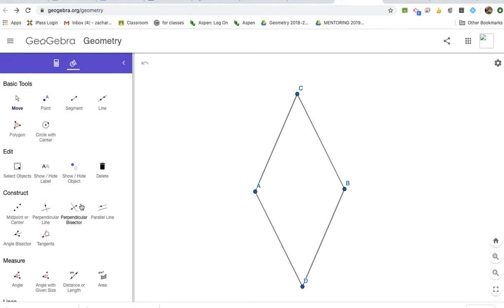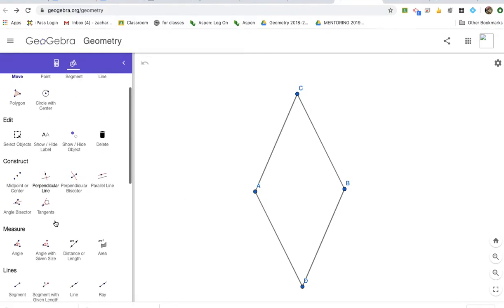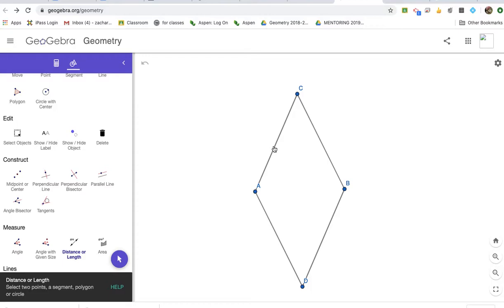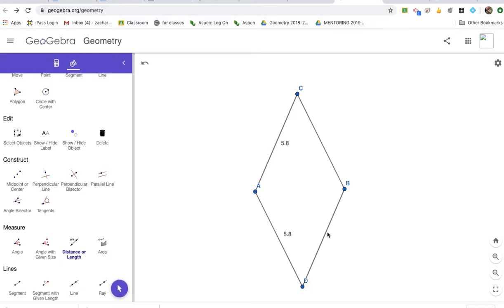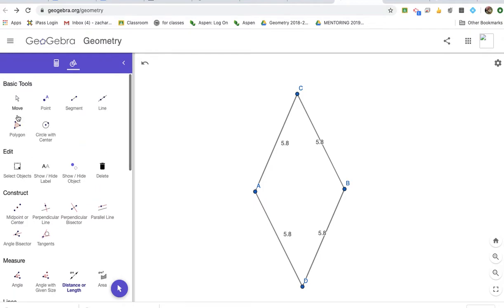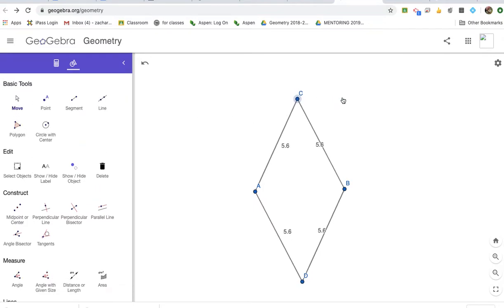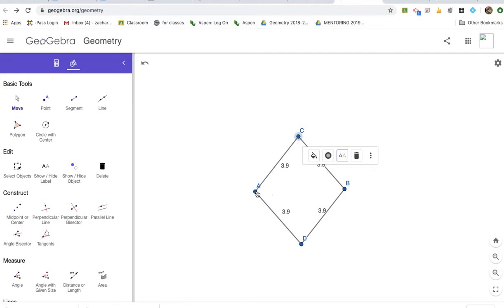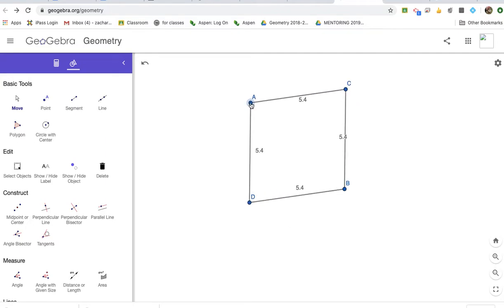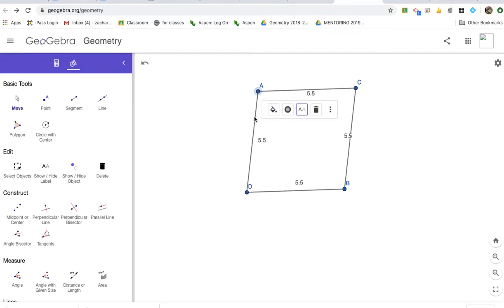So here we have a rhombus that I built, and if we measure the sides, you'll see that they're all 5.8. So it truly is a rhombus, no matter how I move it around. One of the things that would be helpful to know is, we know that a rhombus is a quadrilateral, but is it also a parallelogram?